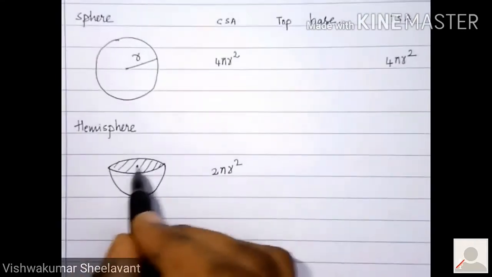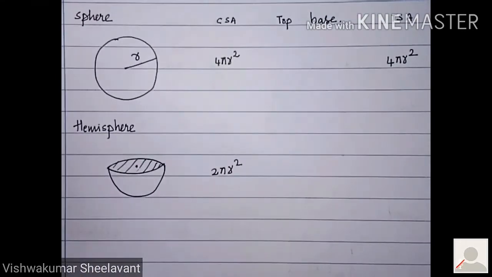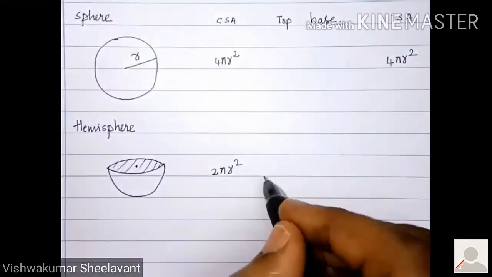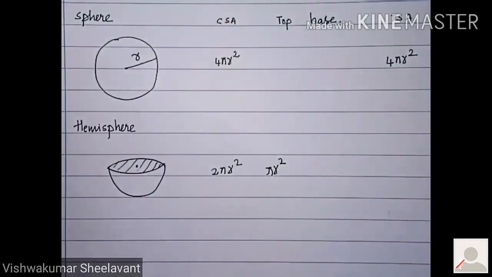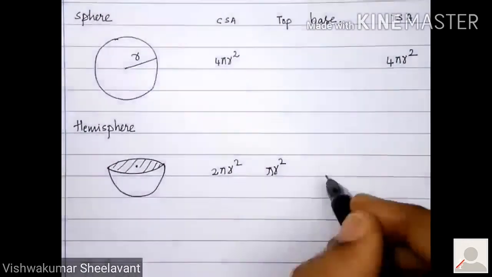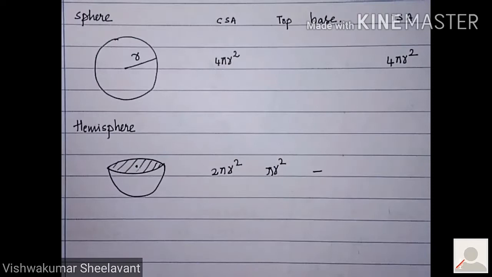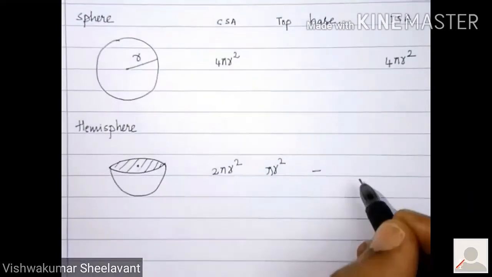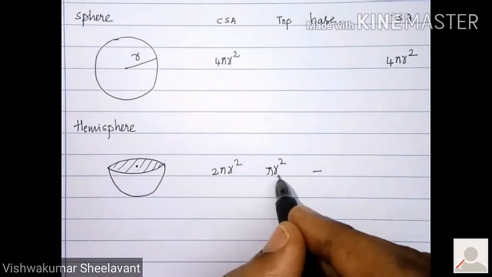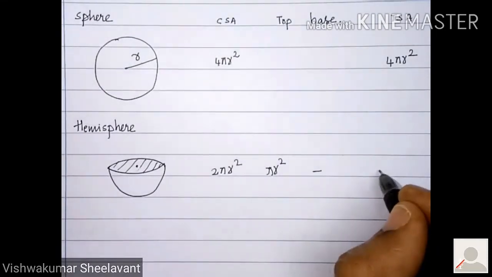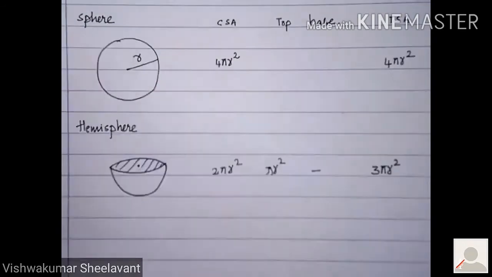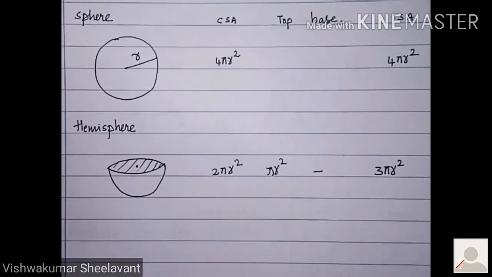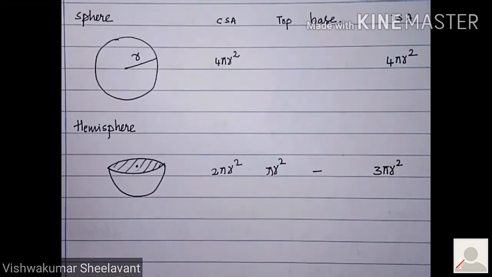Top is circular area, so it will be pi r square. Base area is not there. So TSA will be equal to sum of CSA and top, that becomes equal to 3 pi r square.